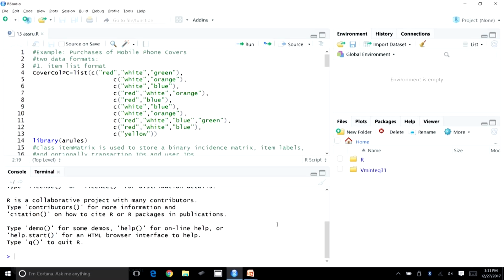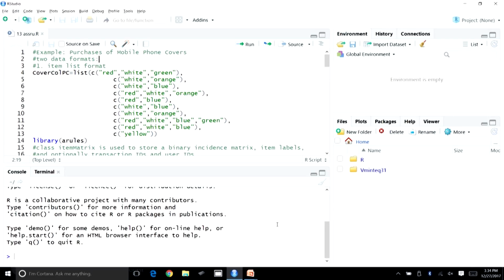The sixth one, white and blue, again not present. The seventh one, the white and orange. Then we have red, white, blue, green. So, here also we can see red and white are present. So, this is the third transaction where red and white both are present. Then the ninth transaction we can see red, white, and blue. So, this is the fourth transaction where red and white both are present.